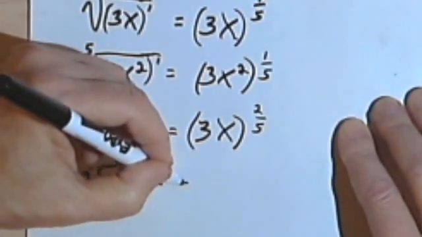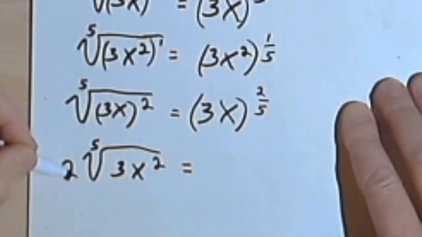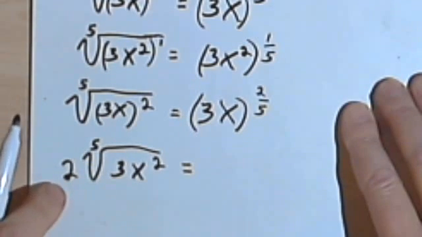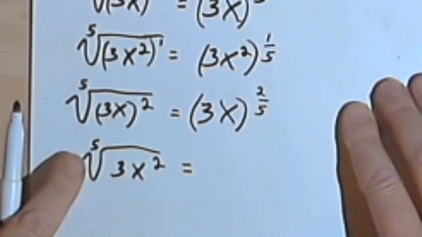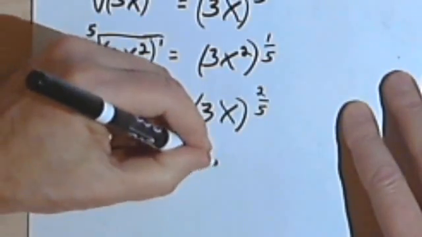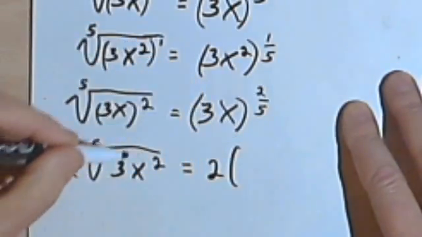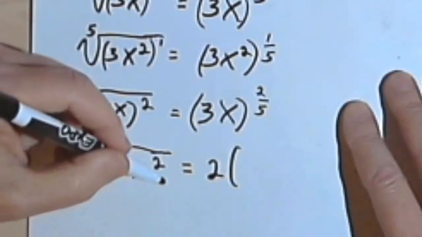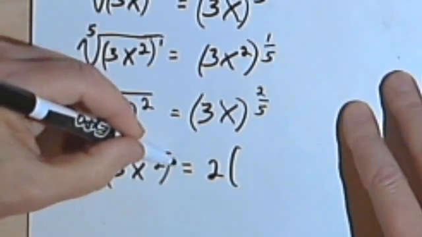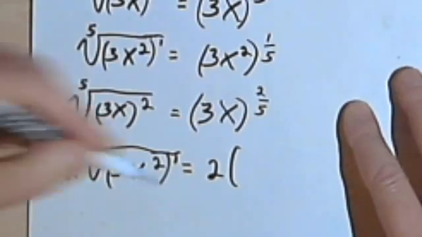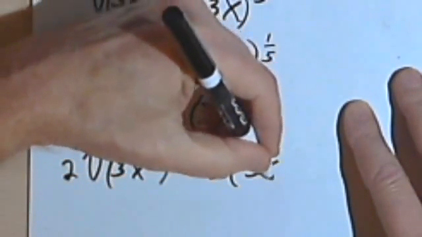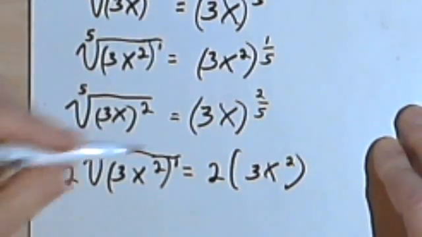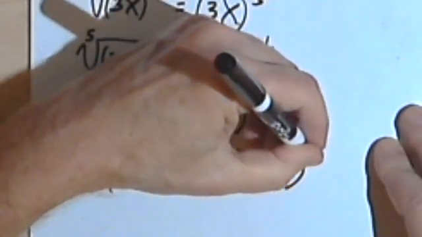Okay, and for the last one on this page, I've got 2 times the fifth root of 3x squared. All that means is, whatever the fifth root of 3x squared is, I'm going to multiply it by 2. So I'm going to take this 2, then I'm going to put parentheses. Now the 3x squared, the only thing I'm squaring is the x. So let's put parentheses around 3x squared as the radicand and raise it to the first power. So now I'll take that 3x squared out, and my exponent for 3x squared is going to be 1 over 5.